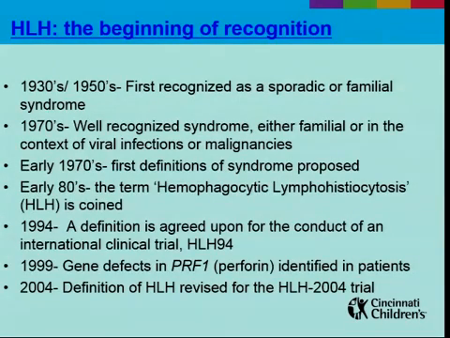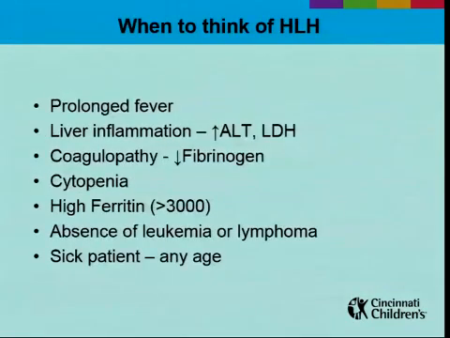In the late 70s, early 80s, the term hemophagocytic lymphohistiocytosis was coined, and there was also an attempt to make some international definitions. This led to a clinical trial, HLH-94, which was eventually followed by HLH-2004, which has come up with an international consensus treatment. And in 1999, the first gene defects in a perforin gene were described, which was the first biologic basis for HLH.